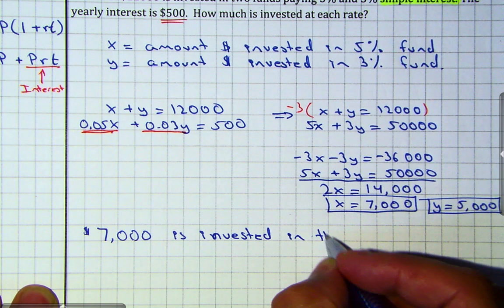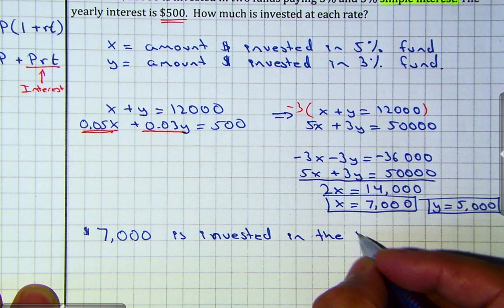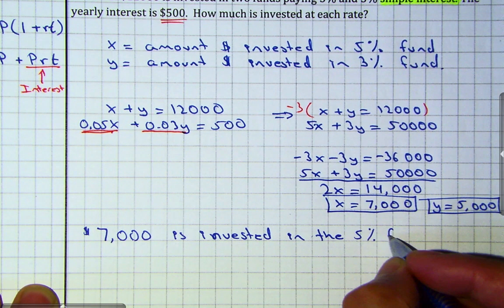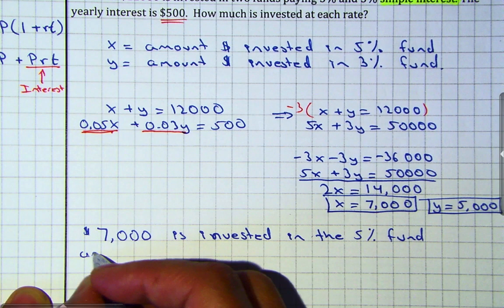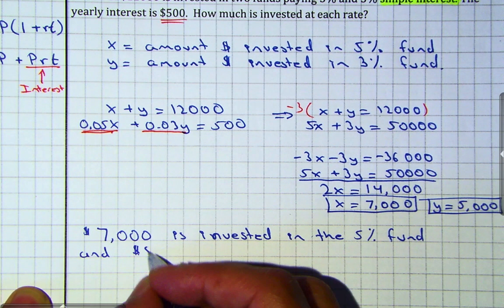In that's an x, so it'll be the 5% fund. And 5,000.